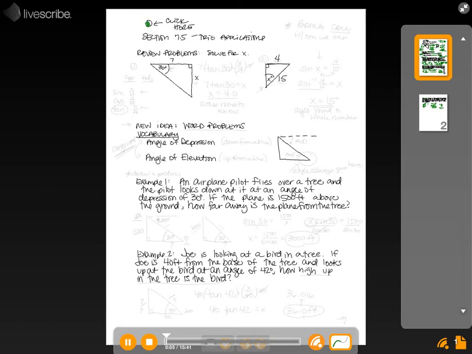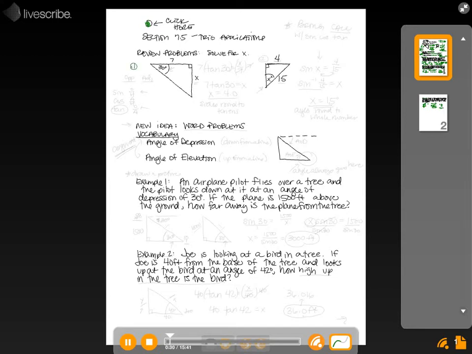Alright, these are our notes for section 7.5 on trig applications, and what we're going to do today is extend what we did last class. The only thing different is that we will have word problems and you're going to have to draw your own picture instead of me giving the picture to you, but you will still come up with the trig equation and you will solve the trig equation. So the first thing we're going to do is two review problems just to get our mind back thinking of what we've done last class.